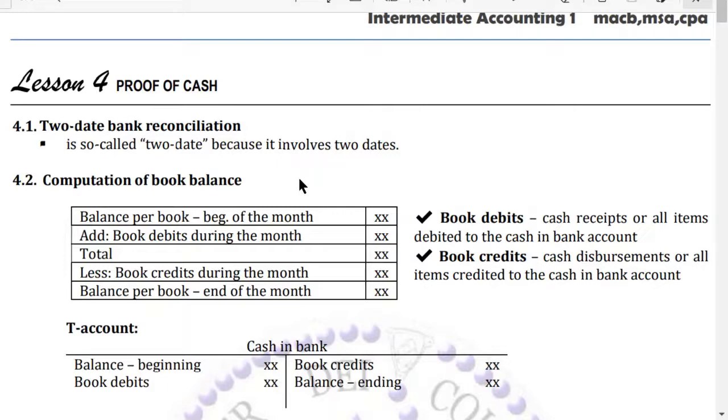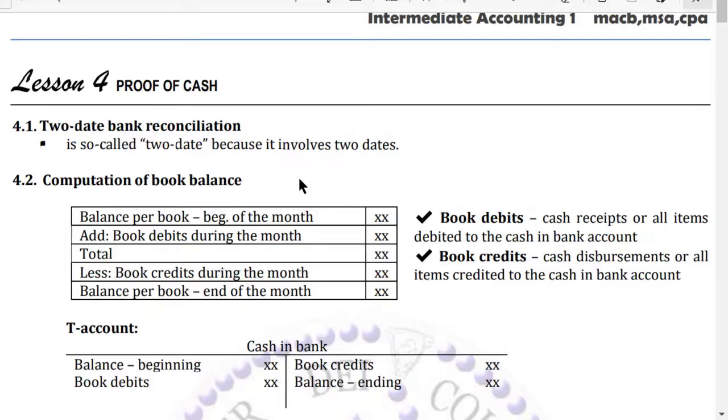Then on the book side, that is per ledger, on the side of the depositor or the side of the client, we also have the book reconciling items. And what are the book reconciling items? These are the credit memos and the debit memos. Credit memos are added and the debit memos are deducted.